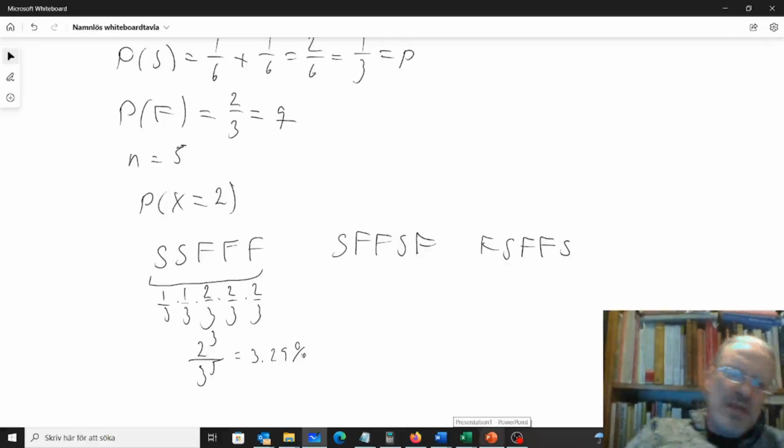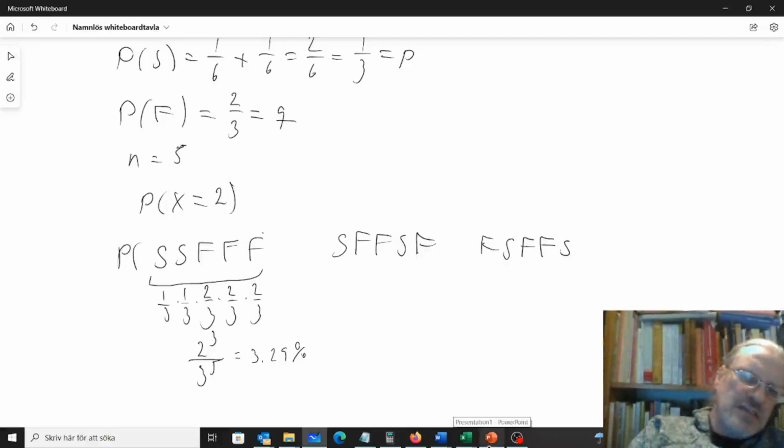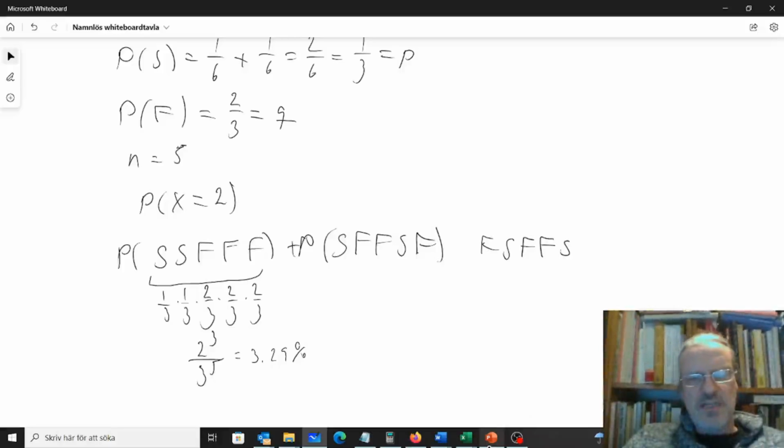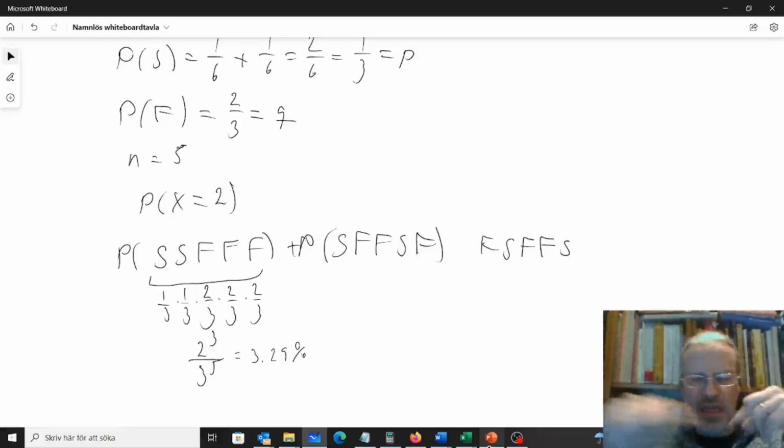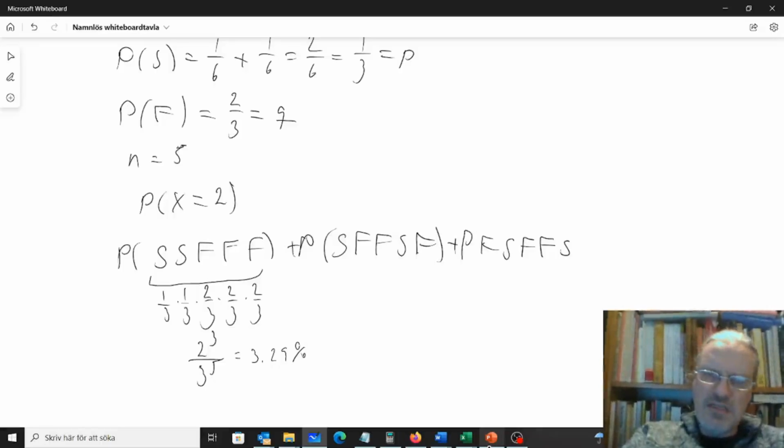But what is the probability for this thing? Because that's another way to get 2 successes. And we can see that will be exactly as big, right? Because that will be 1/3 times 2/3 times 2/3 times 1/3 times 2/3. And since the order of multiplication doesn't matter, it must be the same result as the previous one. And the same thing with the next one, and the next one, however many this might be.